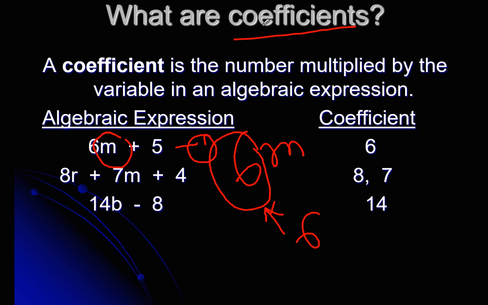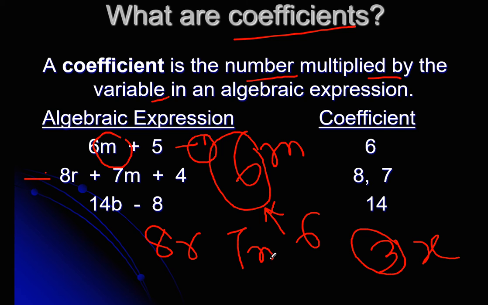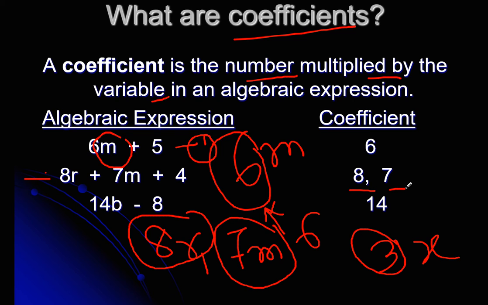We should know a coefficient is a number that is multiplied by the variable. When we write 3x, 3 is the coefficient. In the second expression, 8r and 7m, first we check the variables. There are two variables, r and m. The numbers multiplied with these variables are 8 and 7. So 8 and 7 are the coefficients.